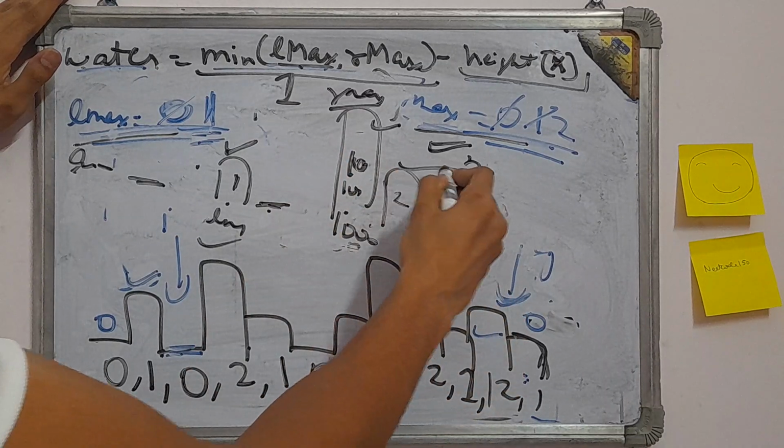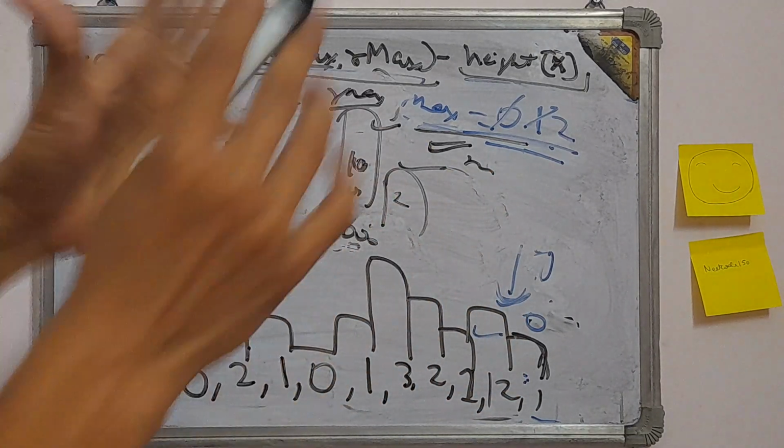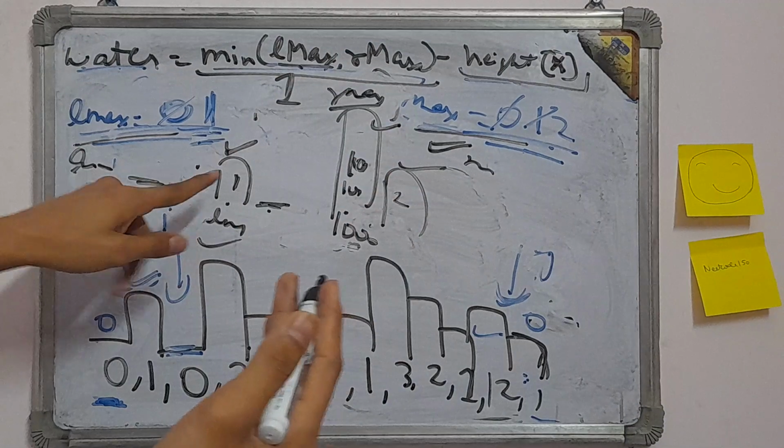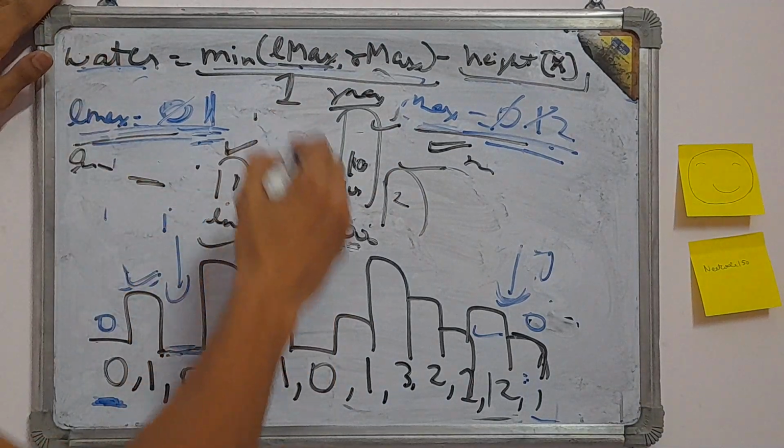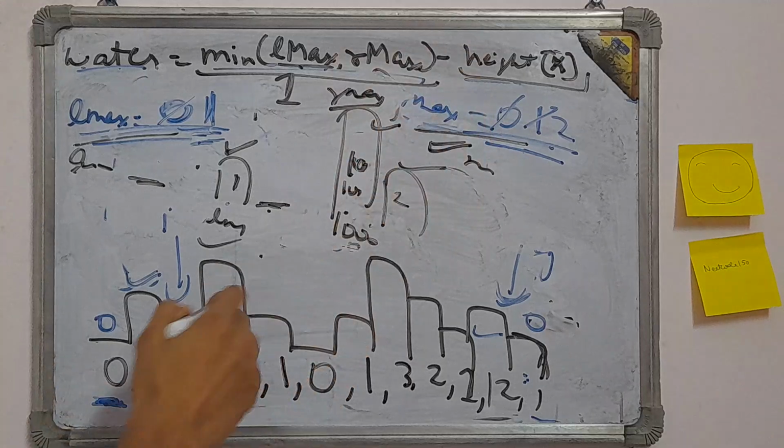We can assume that this is R max and solve it based on that, because we just need a candidate R max. We don't need the actual R max because L max is smaller. That's why the formula says if L max is less than R max, then we process this point.